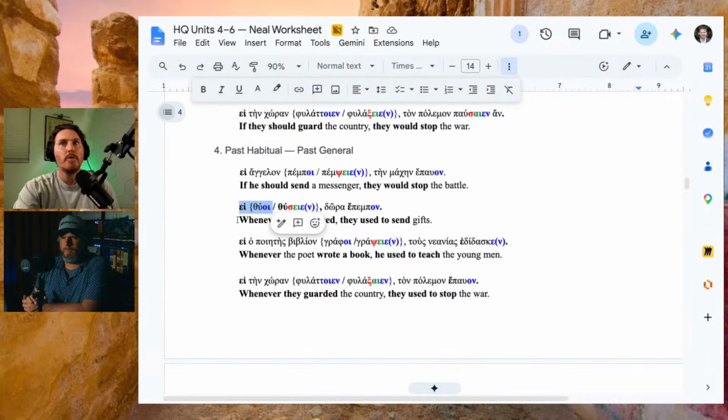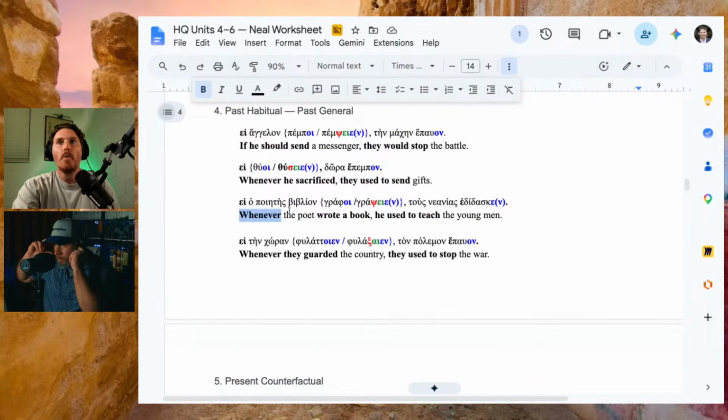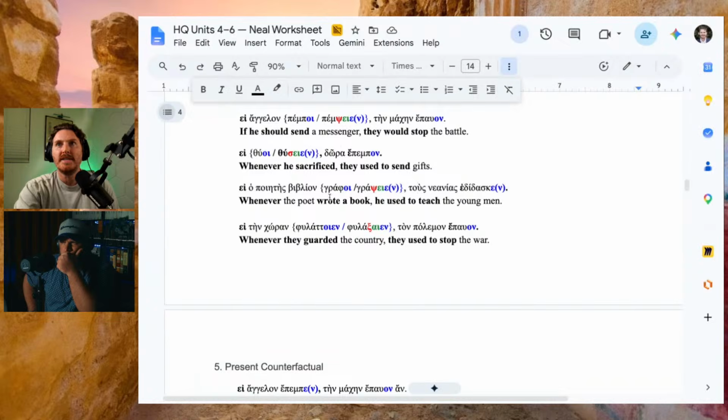Ei ethuoi, whenever he sacrificed, dora epempon, they used to send gifts. So they used to send gifts whenever he sacrificed, but this is again attenuating. It's limiting. It's optative. Whenever the poet wrote a book, ei ho poietes biblion graphoi, whenever he did that, he used to teach the young men, tous neanias edidasken. That again is past general, past habitual.